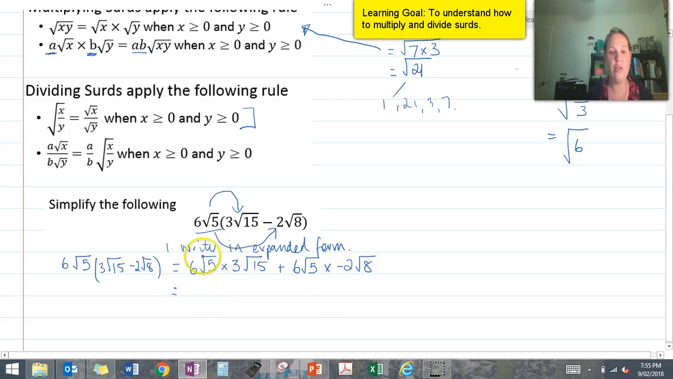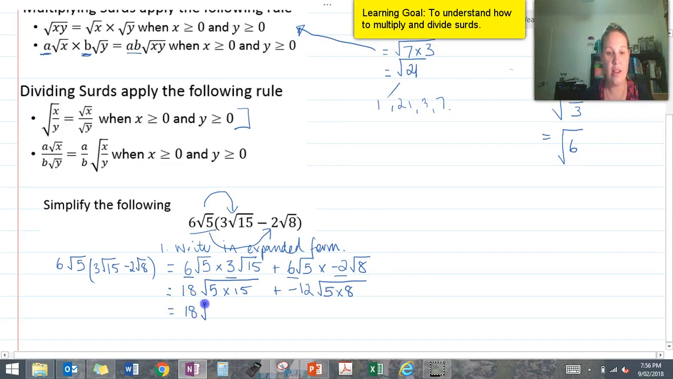The first thing that we're going to do is simplify each of our multiplications. We've got a 6 and a 3 here as our coefficients, so 6 times 3 is 18. Then using our multiplication rule up the top, we can rewrite our two surds as 5 times 15. The same applies for this next one. We have 6 and negative 2, so that becomes negative 12, and again, we can rewrite our surds as 5 times 8. Once we've done that, we simplify the inner part of our surd, and that gives us 18 square root 75 minus 12 square root 40.